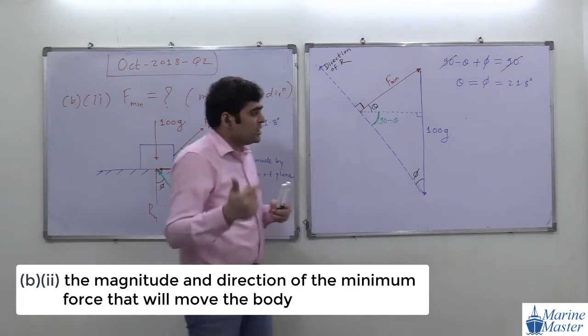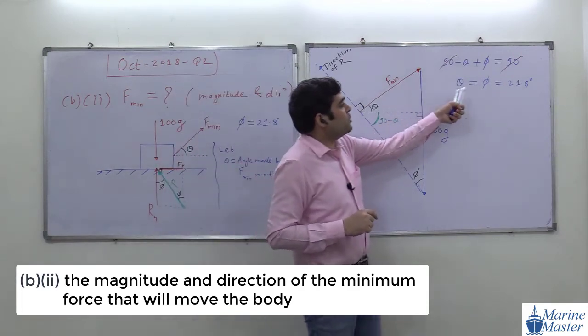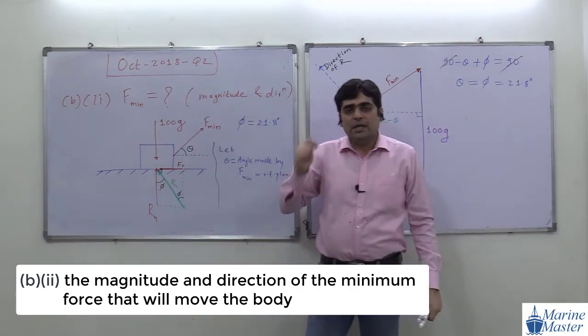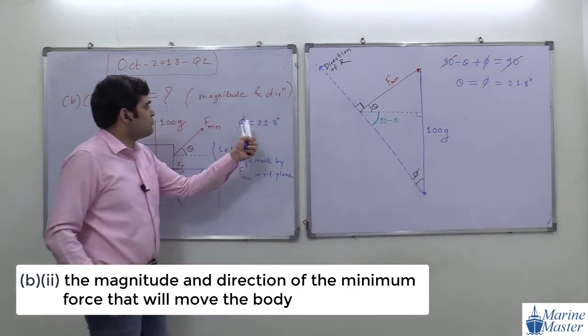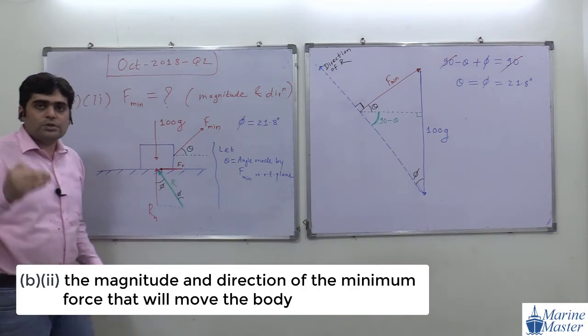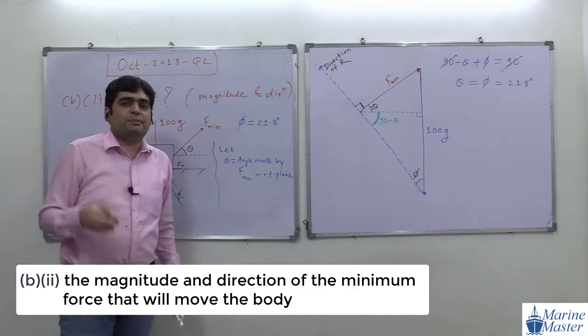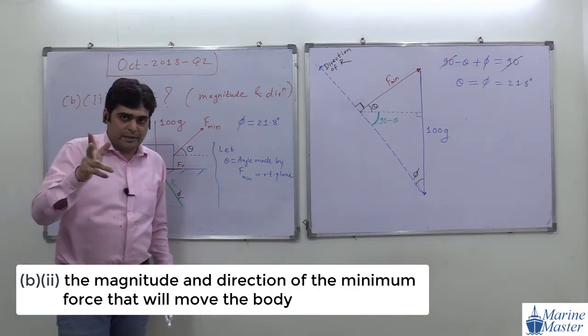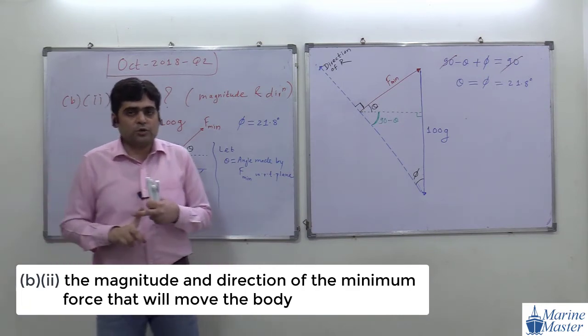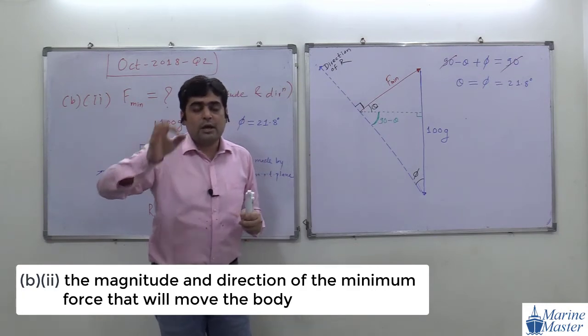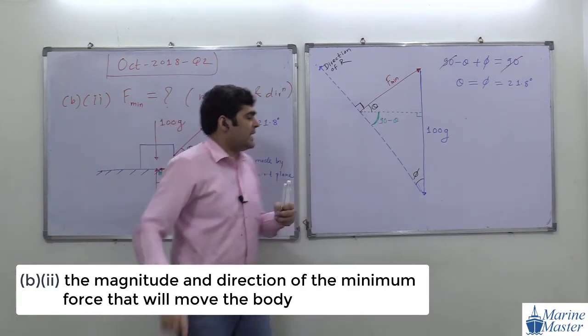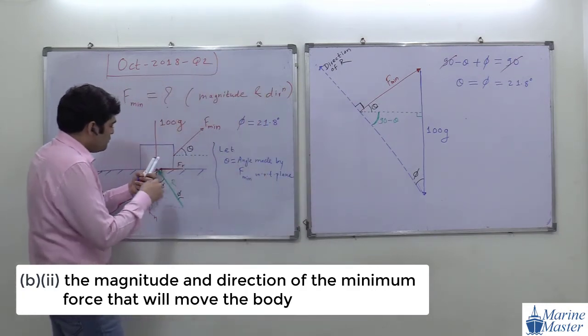And the second conclusion is: what is the value of theta we got? Theta is equal to phi. So minimum force always makes an angle phi. Phi means angle of friction. So minimum force always makes an angle phi with respect to the plane. So the first conclusion, minimum force is always perpendicular to the resultant reaction; the second conclusion, minimum force always makes an angle phi.